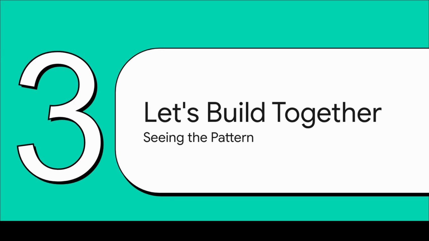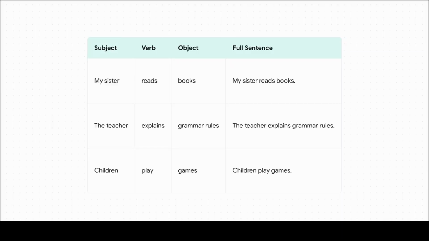Okay, now that you've seen the formula in action, let's run through a few more examples. Start looking for that SVO pattern. I'm telling you, you're going to start seeing it everywhere. And check out how this same pattern works for totally different ideas. It can be a personal thing, like my sister reads books, or something more professional, like the teacher explains grammar rules, or just a simple observation. Children play games. The core SVO structure is the same solid backbone every single time.